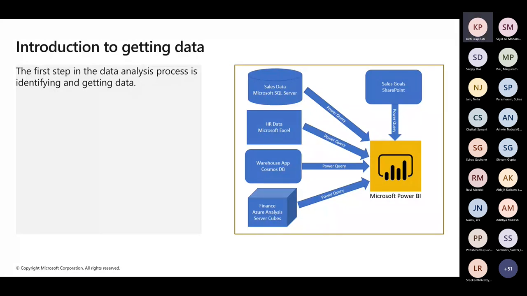You can see in this image, we have sales data from Microsoft SQL Server, HR data from Microsoft Excel, warehouse app data from Cosmos DB, and finance data from Azure Analysis Services cubes, which is coming from Azure. We are querying all the data. You can see I have written Power Query for all four data sources, and we are pulling the data into Power BI and making it available for end users. Before you can create reports, you must first extract data from the various data sources.